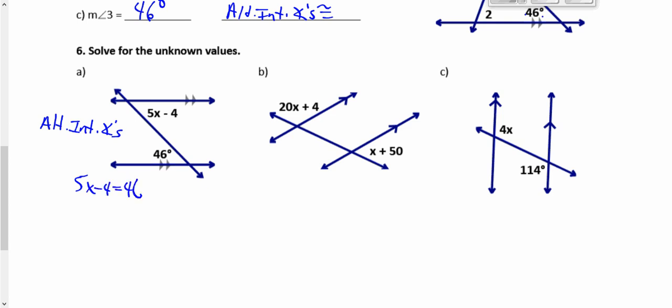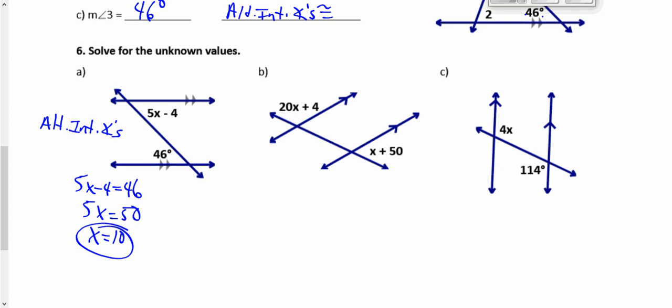Okay, see, this isn't that hard. Once you know the angle pairs and how they go together, just set up your little baby equation from first grade. So add 4, we get 5x equals 50. What does x equal? 10. Good. All right, you guys move on to do B and C on your own. Write a proper equation and solve it properly. See how mine looks? Circled at the end, nice and vertical.